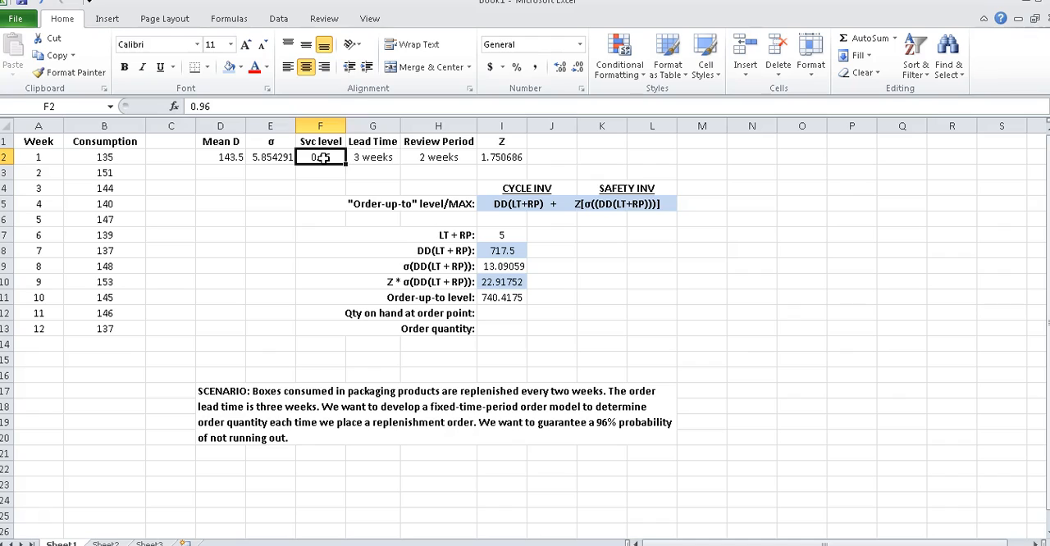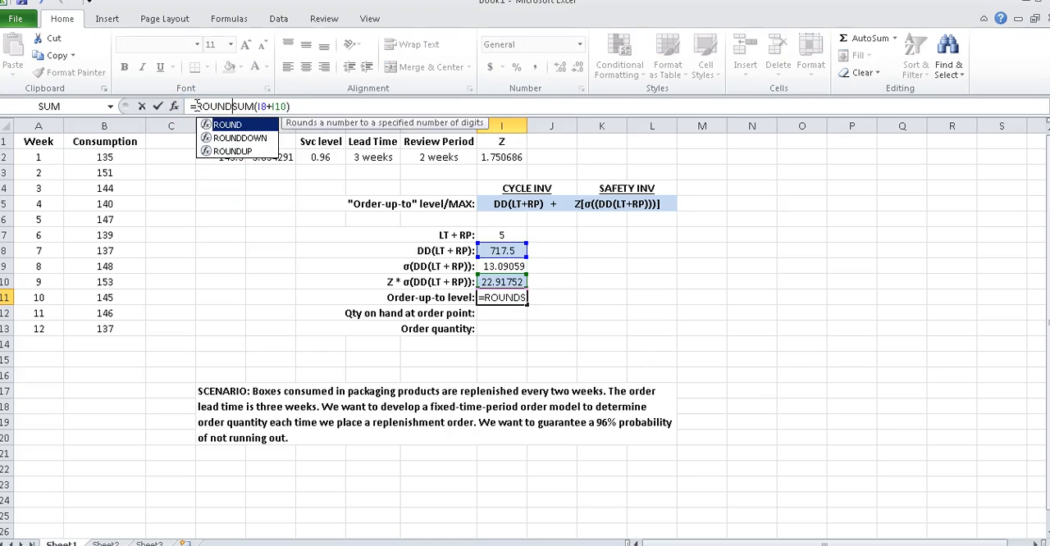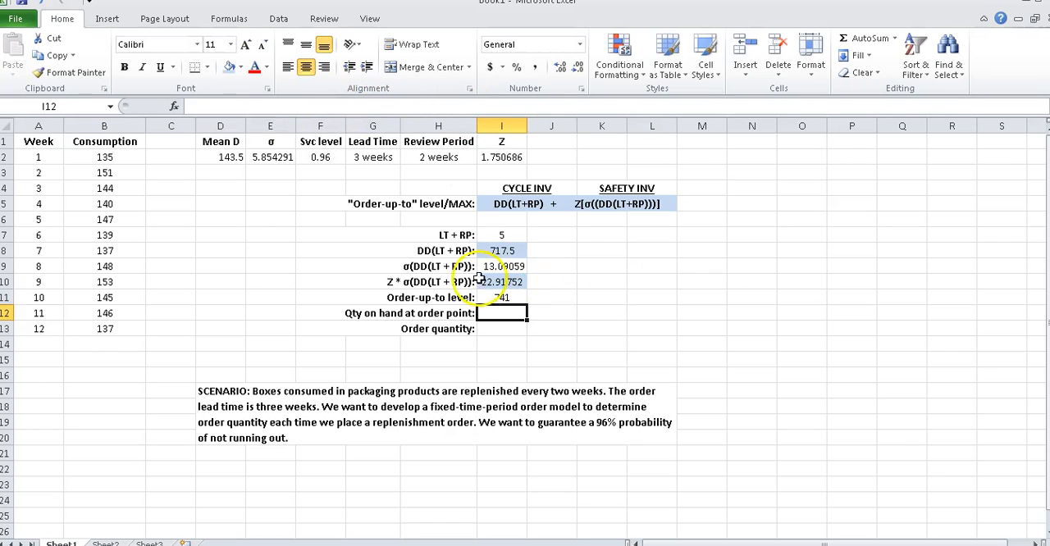Service levels are something that we have to take very seriously. Service levels are in many cases, in many ways, strategic decisions for a company. So when we say we will tolerate a 4% stock out risk, that doesn't mean 4.25%. So we always round up safety inventory calculations. We'll use the roundup function. And this then becomes 741.